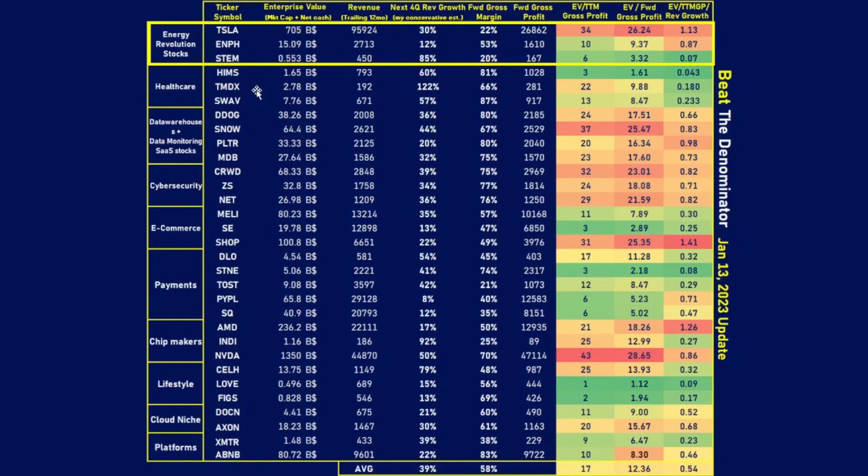So STEM, what is STEM? STEM is an installer of Megapacks and Megapack-like systems. Okay, and so they're growing very fast at 85%. The problem with STEM is the gross margin. Now, I put it at 20% because I'm using the latest reports, but I'm being generous here at 20% gross margin. Some people have said it's much, much, much lower.